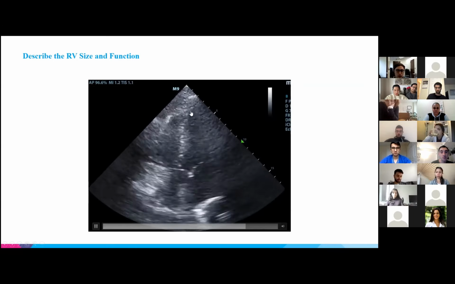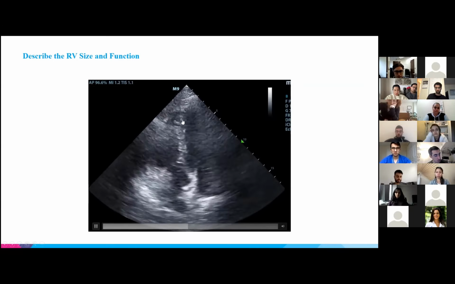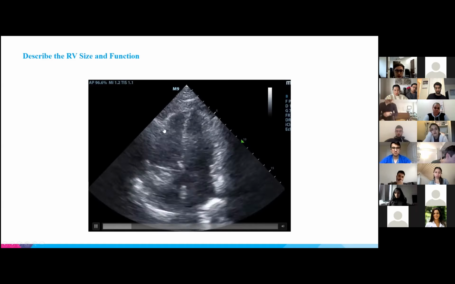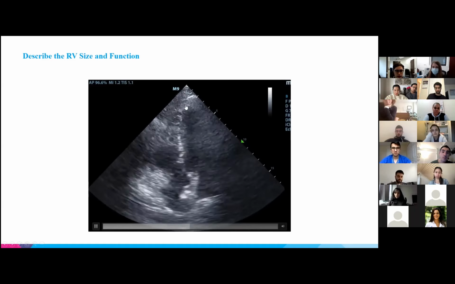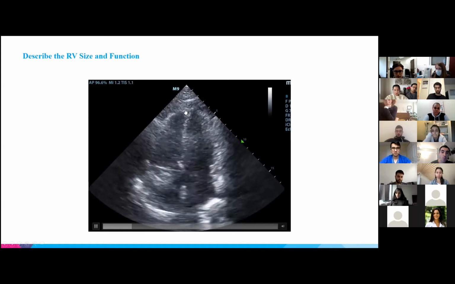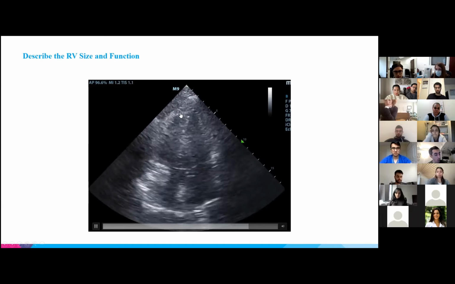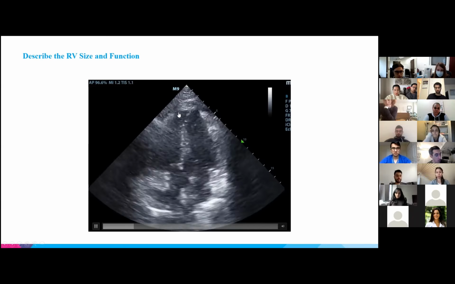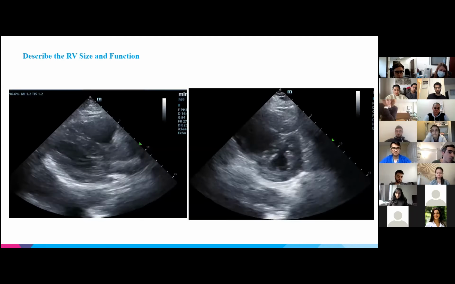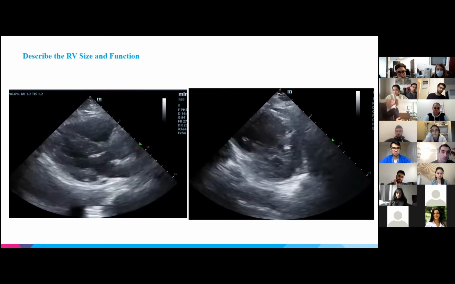The one thing I do want to point out too is always trying to see, when you have this view, if there could be McConnell's sign potentially. I think there's some movement of the free wall here, but I do think the apex is moving a little better than the rest of the free wall. So this is a patient that I do think would have a McConnell's sign as well. You can see it bouncing inward a little bit. All right, and what do you think about it in this view?